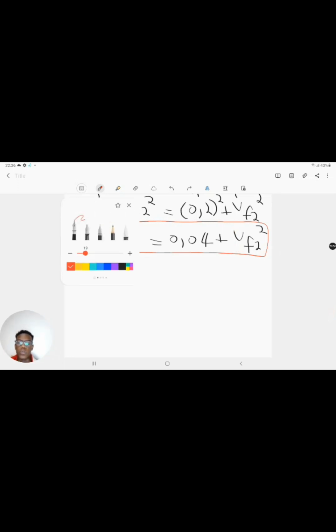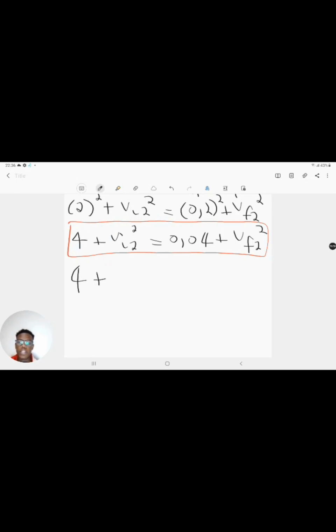So when we put in our parameters there, that's 4 plus vi2, which is actually what we've been asked to solve in the question, equals 0.04 plus open bracket vi2 minus 1.8. Let me just write it down because let me try to squeeze them.